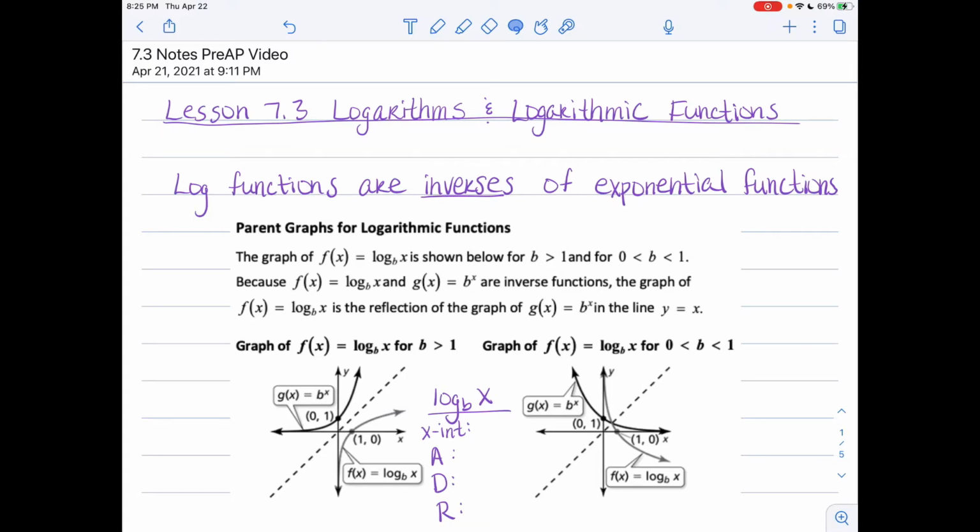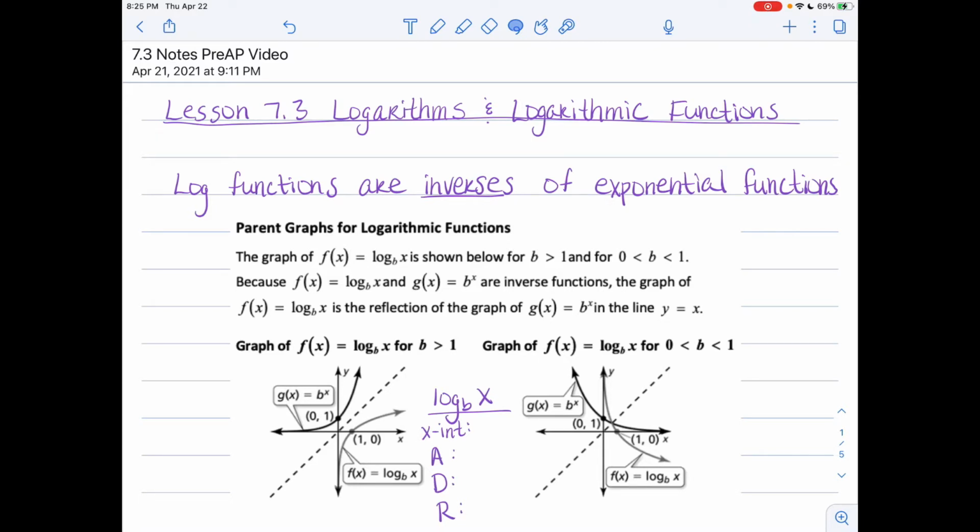So log functions are inverses of exponential functions. We've spent 2 days talking about exponential functions and the natural base exponential function, and now we're going to talk about their inverse, which is log and natural log.